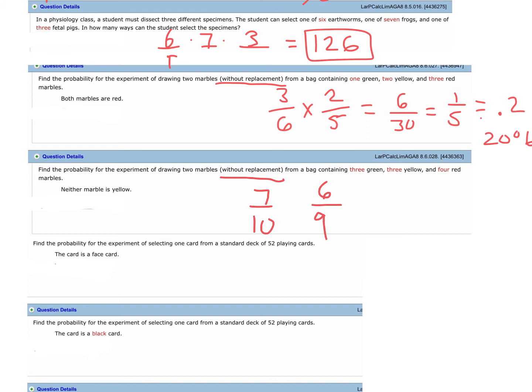Any questions so far? Okay. Are we going to add these or multiply? Multiply. Because we're pulling 1 non-yellow marble out and another non-yellow marble out. So and means we multiply. So 7 times 6 is 42. 9 times 10 is 90. Simplify this to 7 over 15. Again, you can leave it as a decimal or percent or a fraction. Any questions there?